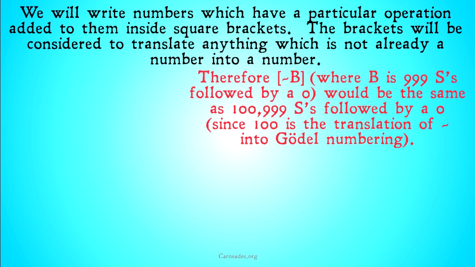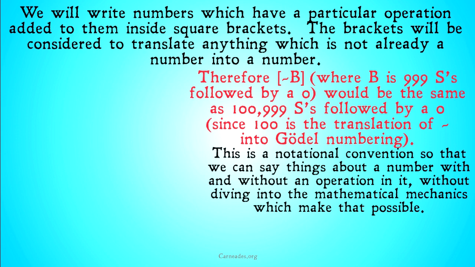So basically, what we're saying is when we have these square brackets around something, we're kind of simplifying the notation. Instead of writing out all the numbers, we're saying that take whatever number is there and translate any symbols that aren't numbers into numbers and put them into that number such that they would create a number that when translated back is going to have that original symbol. This is a notational convention so that we can say things about a number with and without an operation in it, without diving into the kind of mathematical mechanics which make that possible.